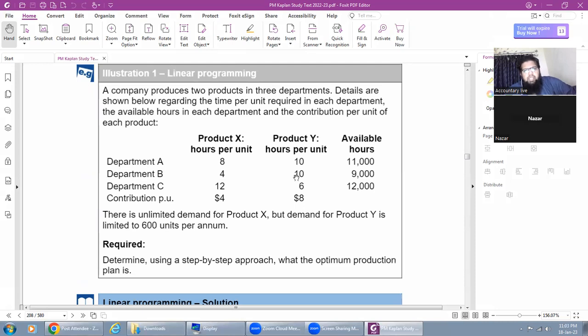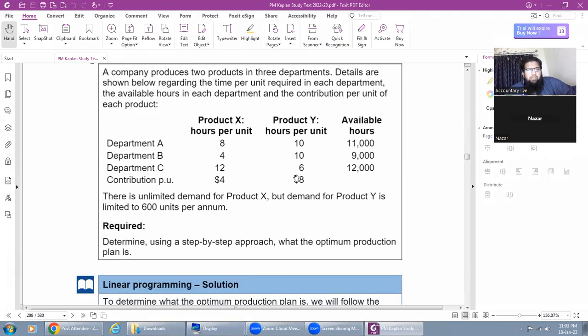Department A, 8 and 10. Department B, 4 and 10. Department C, 12 and 6. Available hours, 11,000, 9,000, 12,000. Contribution per unit, 4 and 8. Here we have two products only.